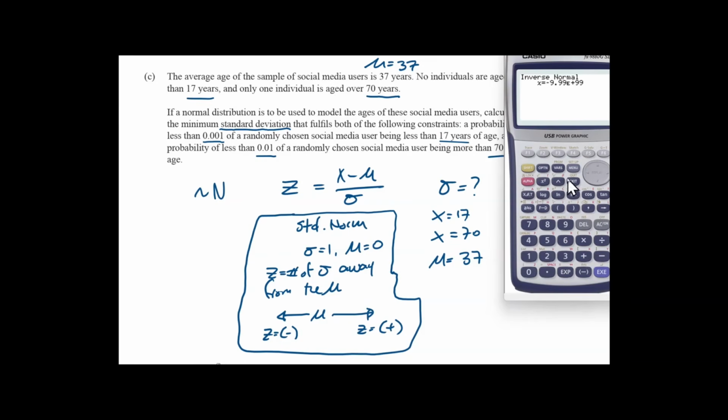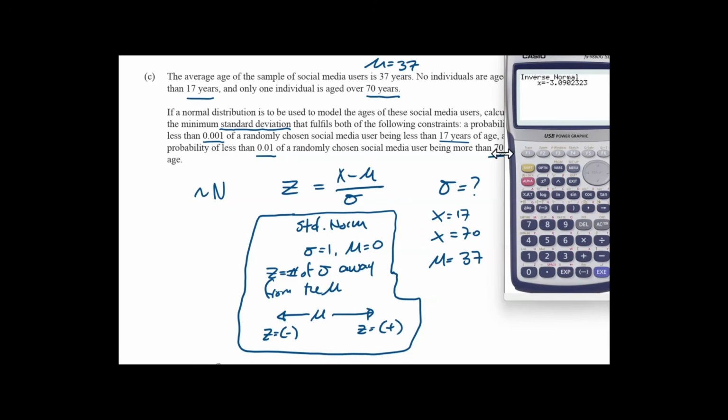The area that we want is going to be 0.001. The sigma, the standard deviation, is going to be 1. Mu is going to be 0. We're going to enter equals, and it's going to give us the z-score that we want.